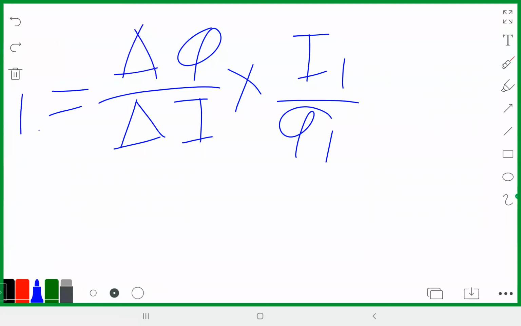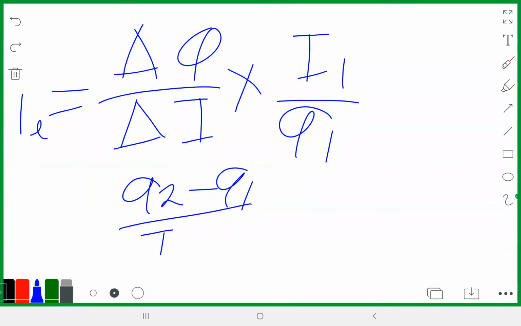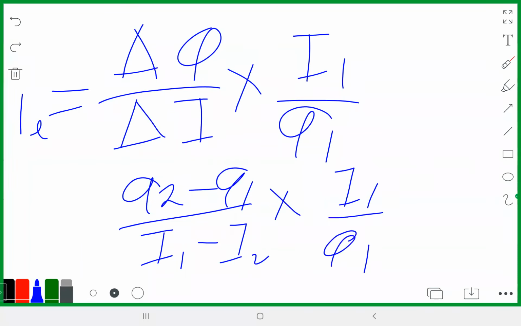This is the income elasticity of demand, where the change in quantity can be represented as Q2 minus Q1 over I2 minus I1, times I1 over Q1. This is the formula that you use when finding the income elasticity of demand, where Q2 is the new quantity and Q1 is the old quantity. I2 is the new income and I1 is the old income.